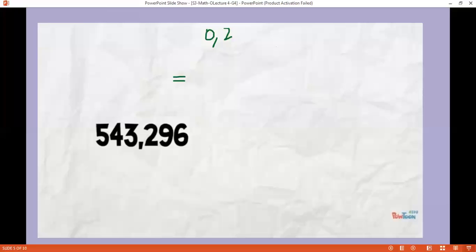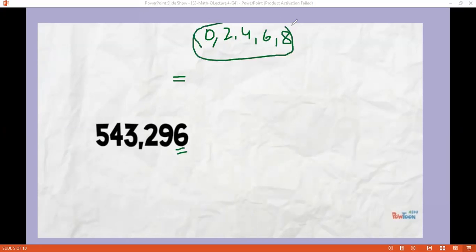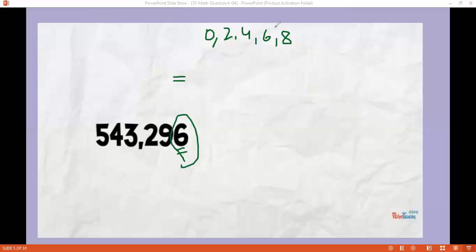Miss, can I say? Miss, please let him answer. No. How do you know, Muhammad Hamoud, if this number is divisible by 2 or not? How do we know, Muhammad? We look at the last digit. It has to be one of these numbers. So this number is divisible by 2 because the 6 is one of these numbers.